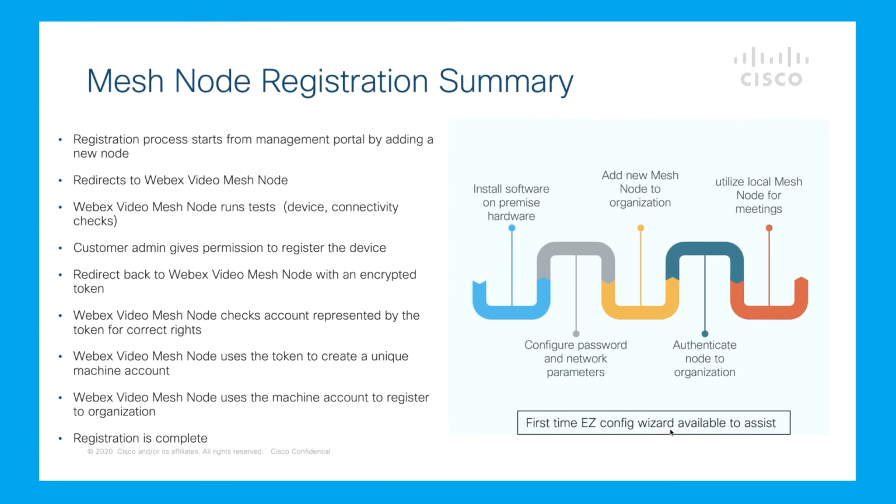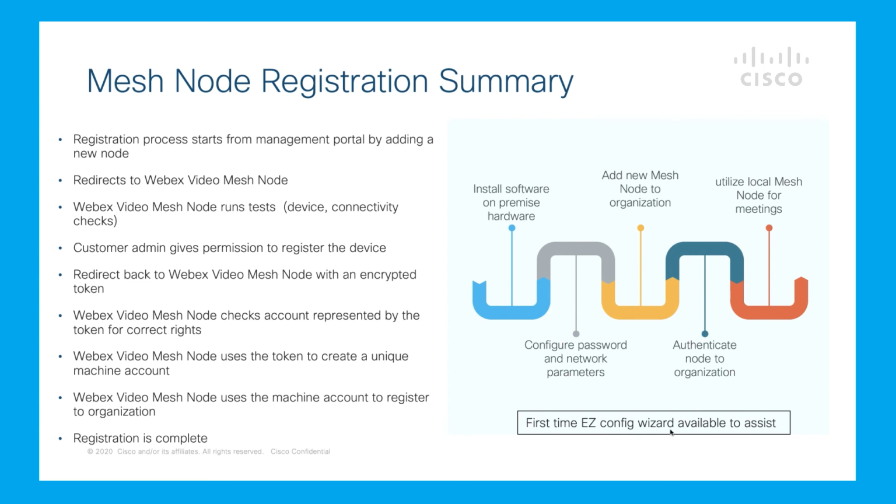This slide shows the whole registration process. We've installed the software OVA onto the platform, the CMS 1K. Now we actually need to register it to the cloud. You'd follow the normal process you would before by going into Control Hub, either selecting an existing cluster or creating a new cluster. Then from there you would say, okay, I want to register a node, and give it the IP address or the FQDN of that particular video mesh node.